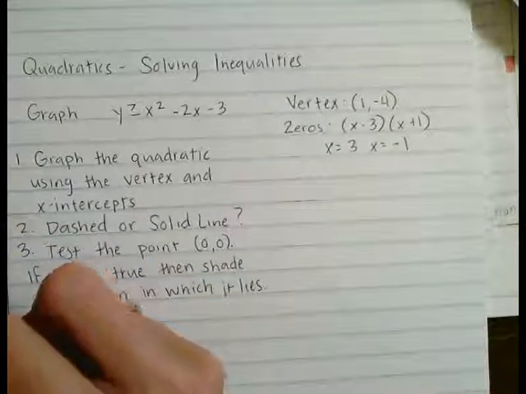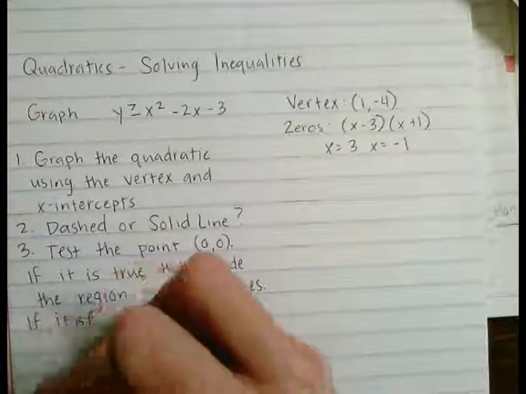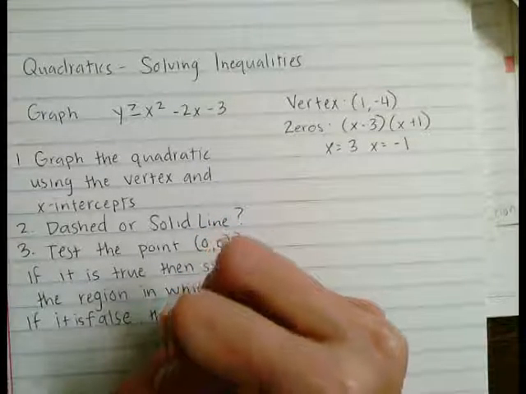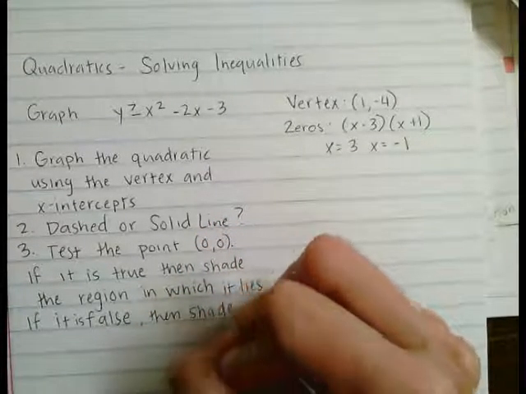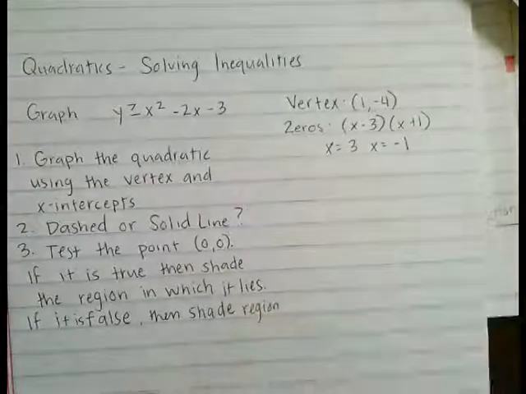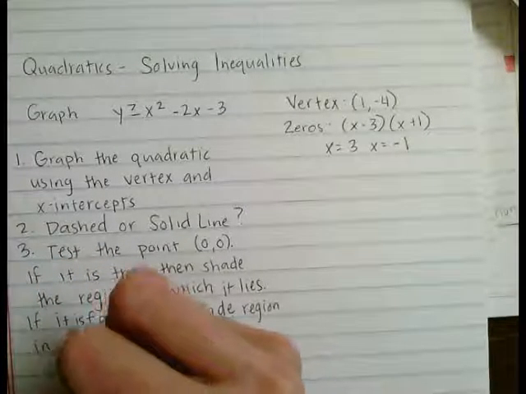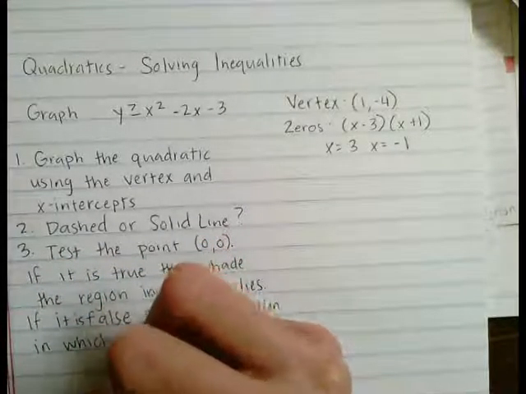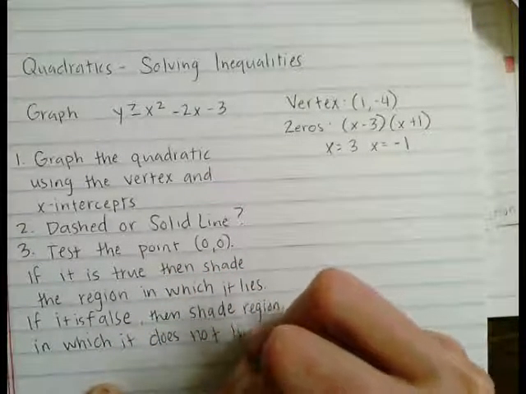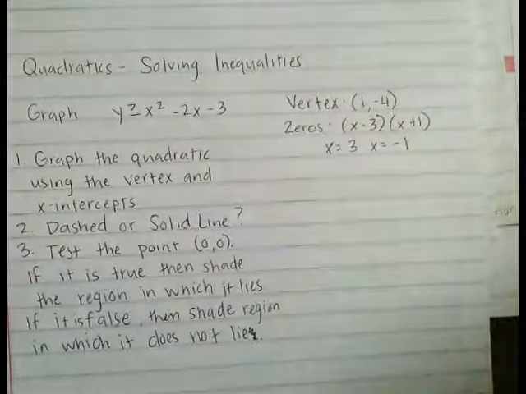Okay, and then if it is false, then shade the region in which it does not lie. Not lies, because the point doesn't lie.